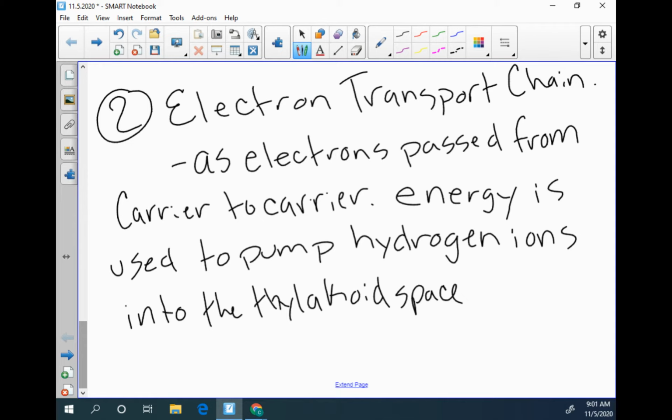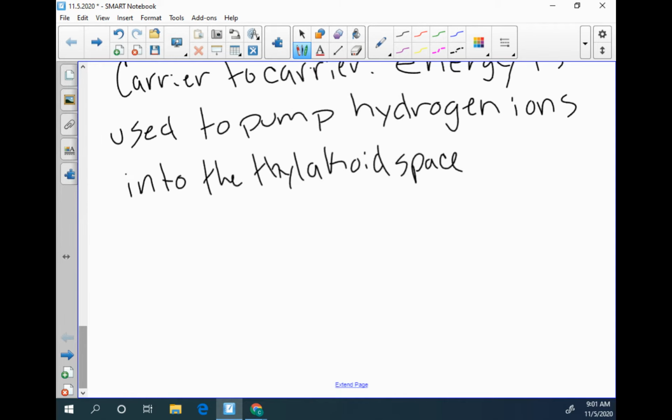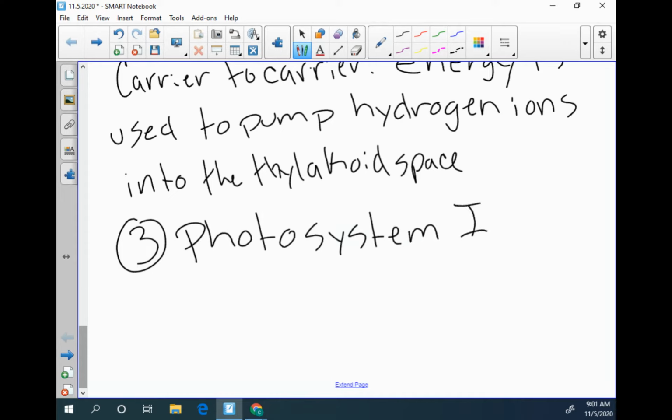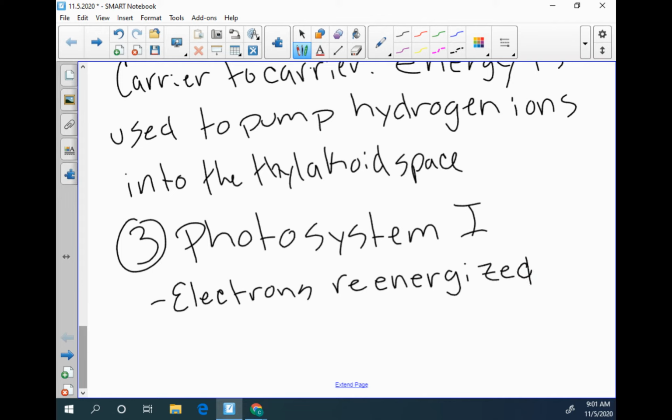All right. So, step 3. We get to photosystem 1. In photosystem 1, the electrons are re-energized, because photosystem 1 has those pigments. So the sun can hit photosystem 1 and re-energize those electrons, because we've lost energy pumping in those hydrogen ions.